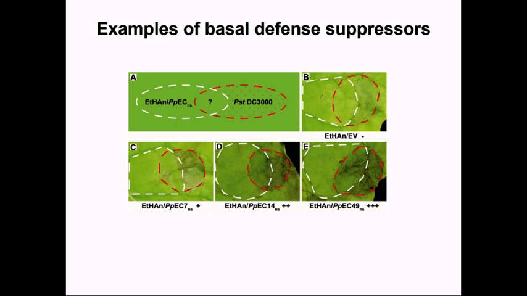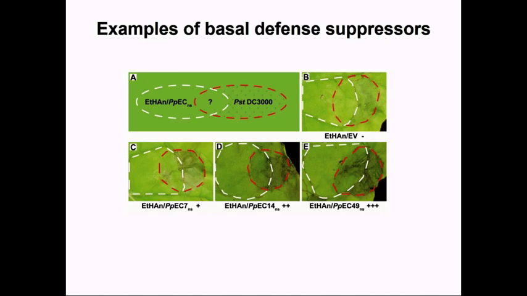All right? And this PTI basically prevents Pseudomonas syringae pathovar DC3000 from inducing an HR. So what we do is we infiltrate a leaf with both this ethan and this PST DC3000, and then we look at this overlapping region. And if there's no effector present, then you get no HR, right? Because PTI is active, and it's preventing PST DC3000 from doing its thing here.